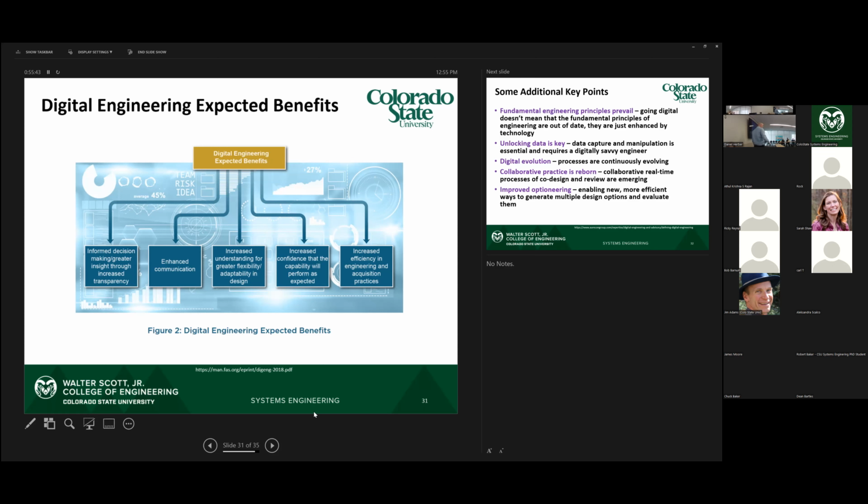Towards that is also enhanced communication. It enables new communication pathways. It enables more efficient communication, those type of things as well. Increased understanding for greater flexibility and adaptability in design. I'll have a couple slides later. Sometimes we call this increased optioneering. You're able to test more options. You have greater access to data. That may mean you have greater access to potential solutions to the challenge that you have. You might have more reference points from previous designs to go from, those type of things. There's more information. The idea is at least that it will lead to this greater flexibility and adaptability in the overall design process.